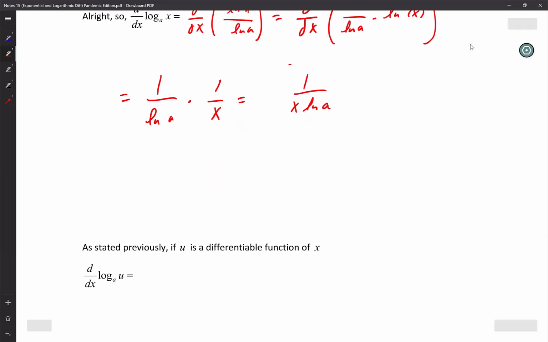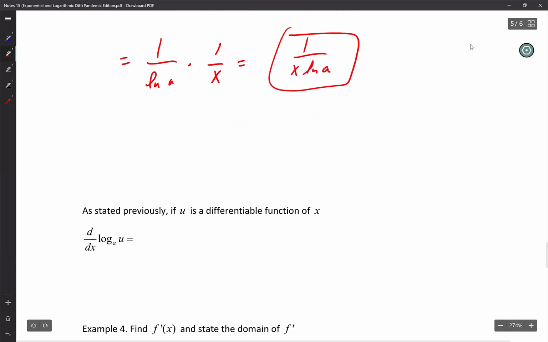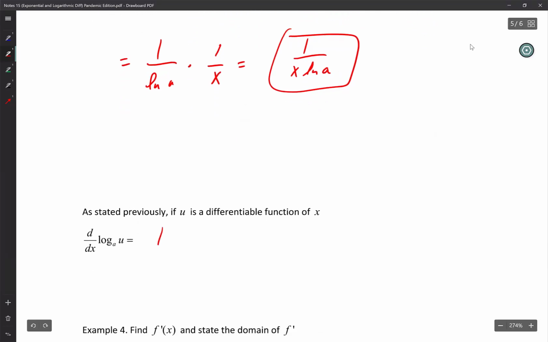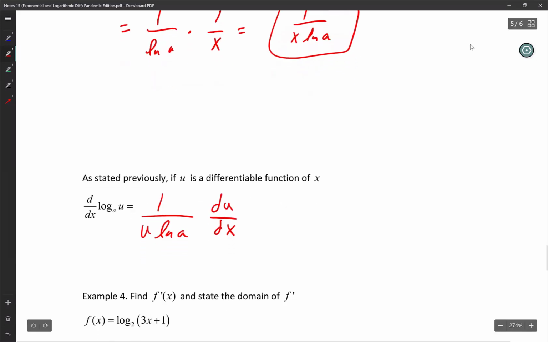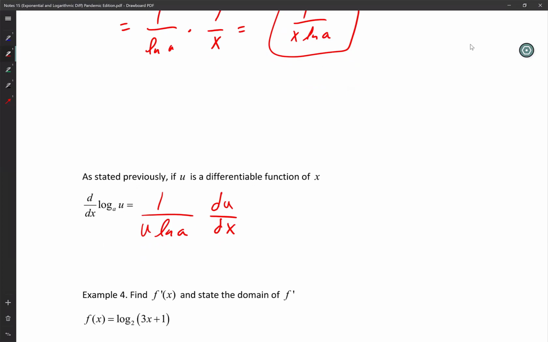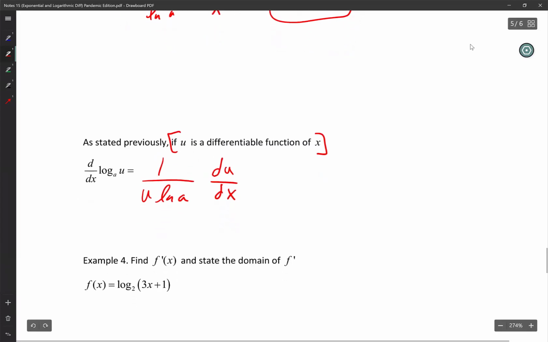So what is my derivative if I have a log base a of u? 1 over u ln of a, and then on the outside write du dx. Everyone okay, guys? A variable, we're saying right here, and a differentiable function of x.